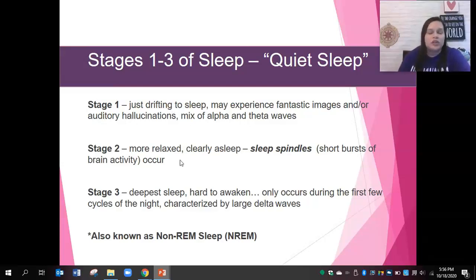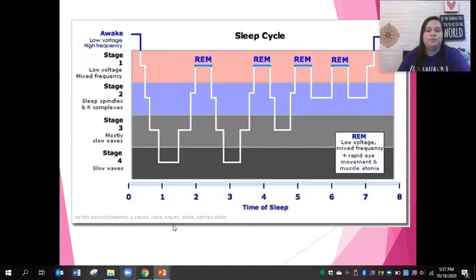Stage 2 is when you're actually falling asleep. You're a little more relaxed. You've got sleep spindles, short bursts of brain activity. And then usually stage 3 and 4, hopefully you're not having that at school, but that's when we're in our deepest sleep or really hard to awaken. So you often don't hear noises while you're in that stage of sleep. But we don't actually have stage 3 all through the night, just in the first few sleep cycles.